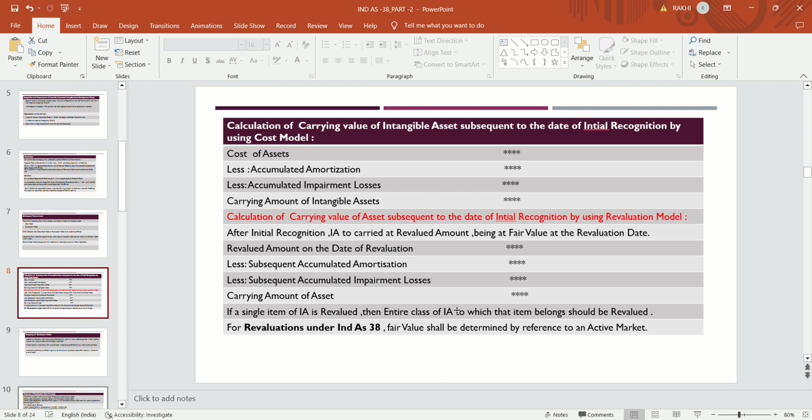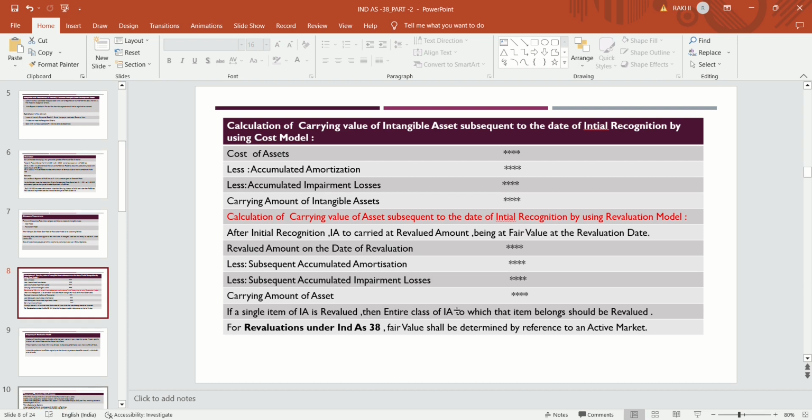But if the company is following the revaluation model, then how will they determine the cost? After initial recognition, intangible asset is to be carried at revalued amount, being a fair value at the revaluation date. And revalued amount means the amount is to be determined at fair value on the revaluation date. If any subsequent accumulated amortization is there, it should be reduced, and subsequent accumulated impairment loss should be reduced. Then the carrying amount: in case of revaluation model, fair value is to be taken into consideration, and in case of cost model, cost of asset is to be taken.